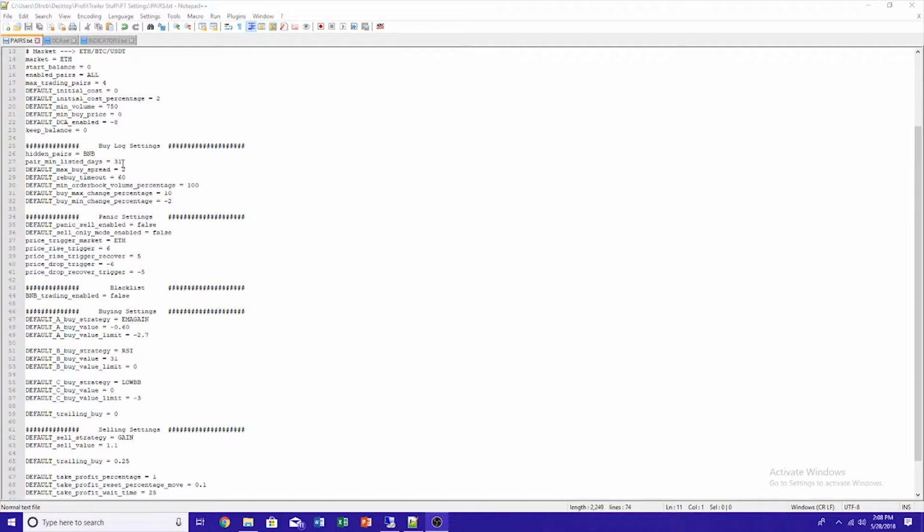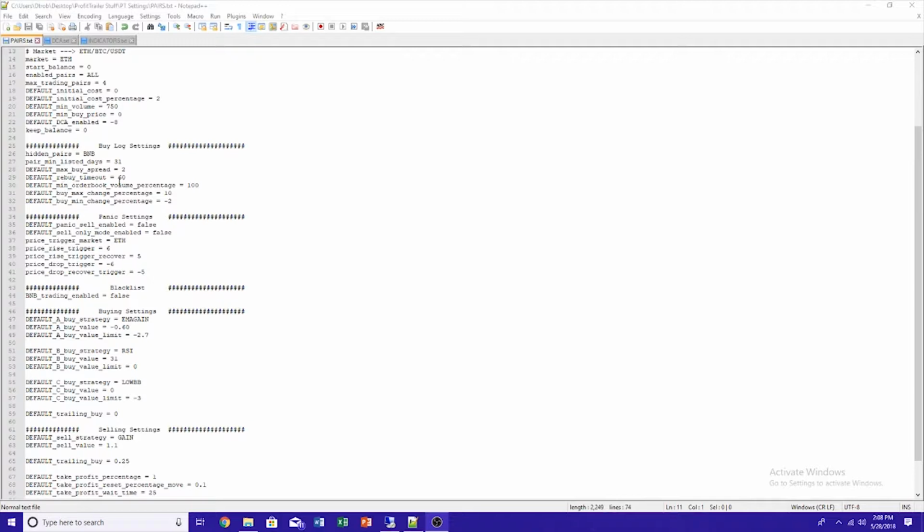And then the pair min listed days, I set it to about a month, just because in my personal experience, I don't like coins that are newly listed because they're usually pumps and then just straight dumps. So you give it a month to really rebound or recover. So I set it to about 31 days. Default max buy spread to 2. That's a little bit conservative, but not too conservative.